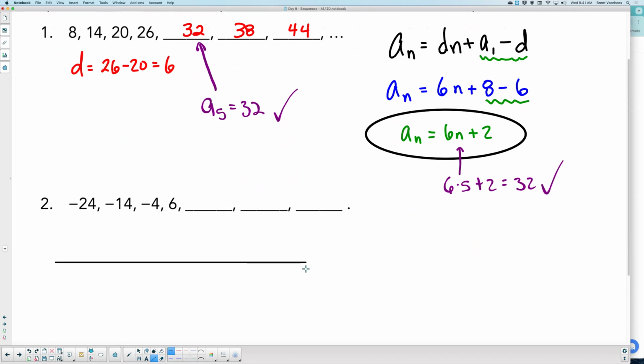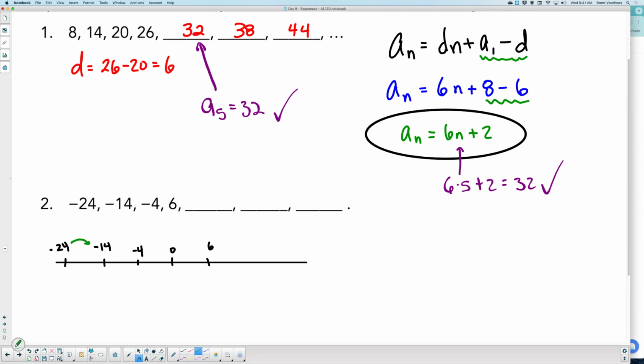If you had a number line, and this is 0, if this is 0 over here, where's negative 24? Way over on the left. There's negative 24. Then negative 14. There's negative 4. Here's 6. Okay, which way are we actually moving? Are we getting bigger or smaller? We're getting bigger each time.